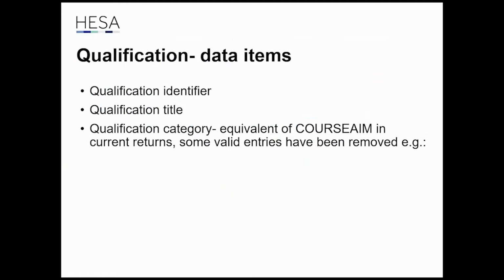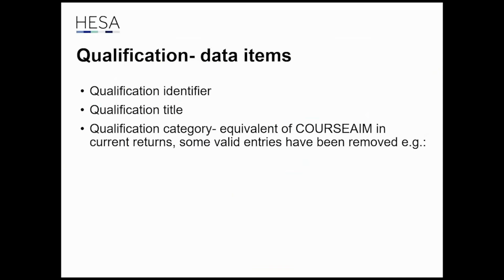Its closest equivalent in the current student return is the course aim field. However, what we've done with this coding frame is take out some valid entries that sat within course aim, where course aim was collecting a couple of different concepts rather than purely being the qualification aim itself. So what I'll do is I'll go through a few of those, and then as we're going through the rest of the curriculum data, I can show you where those concepts have moved to.